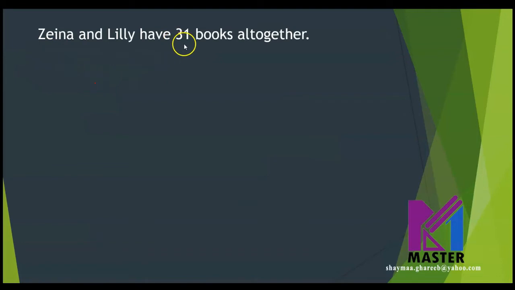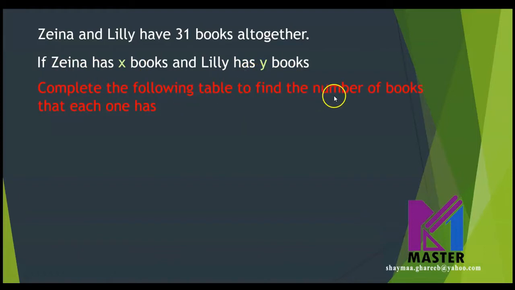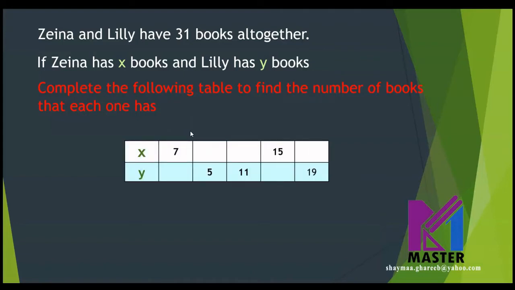Zina and Lily have 31 books all together. So both of them together have 31 books. Is this clear? If Zina has X books and Lily has Y books, so the number of books that Zina has is X and the number of books that Lily has is Y. Complete the following table to find the number of books that each one has. So we need to know the number of books by completing this table.